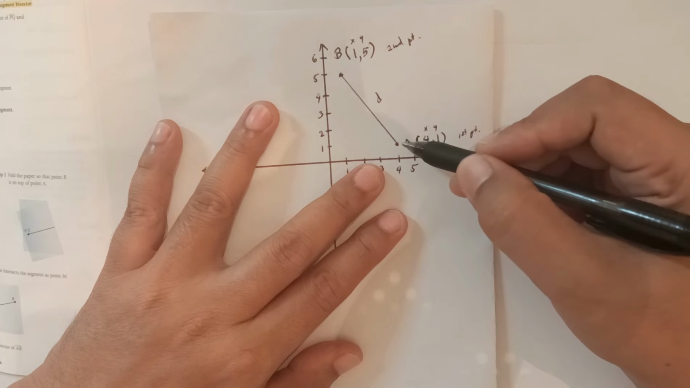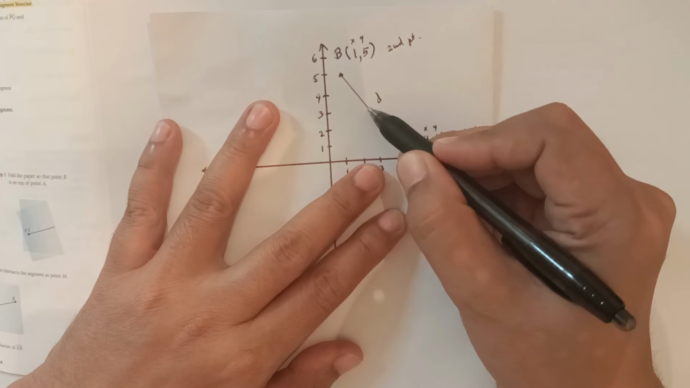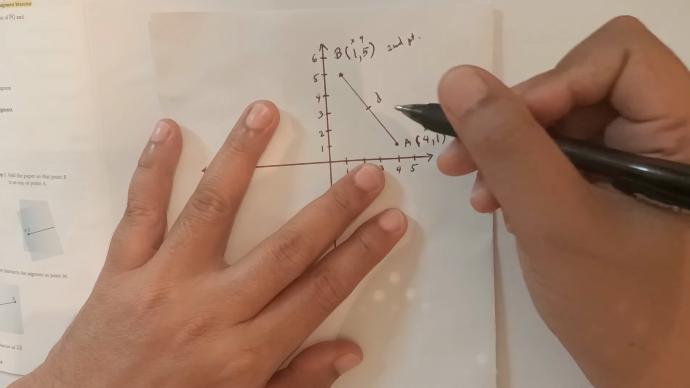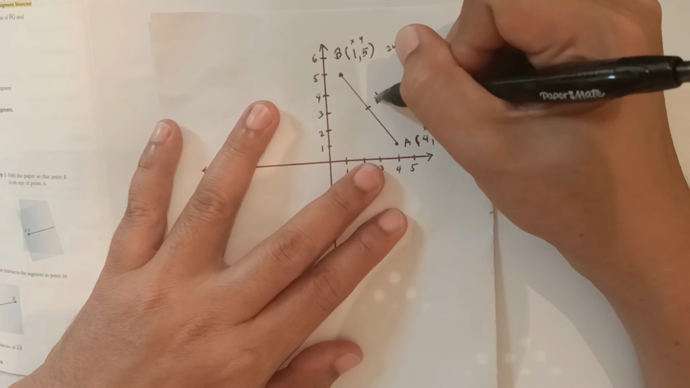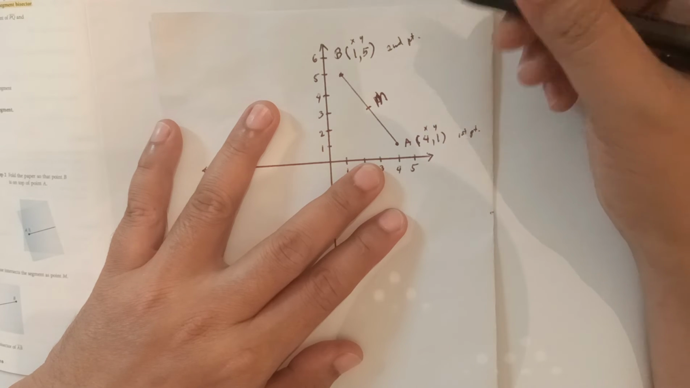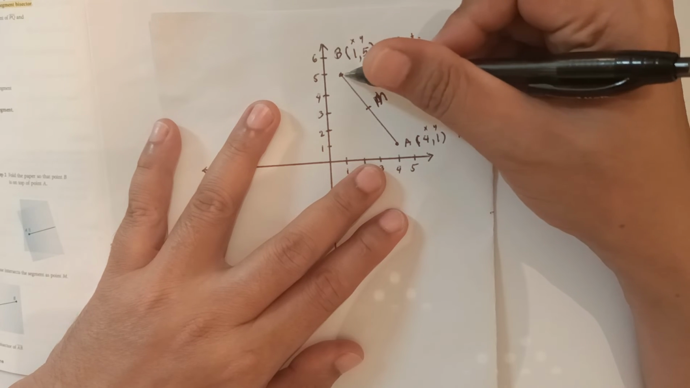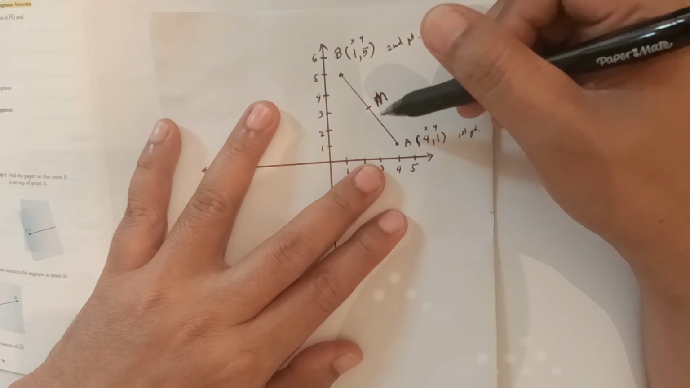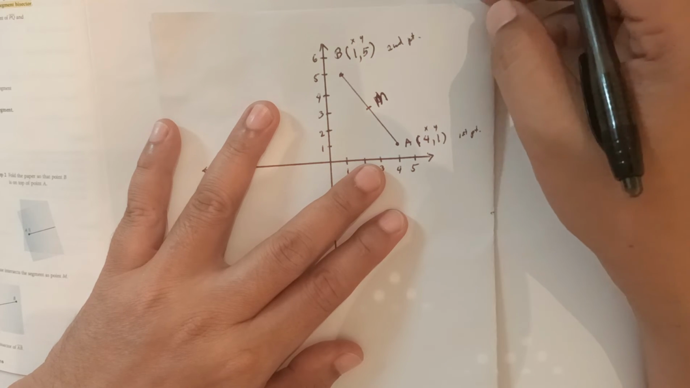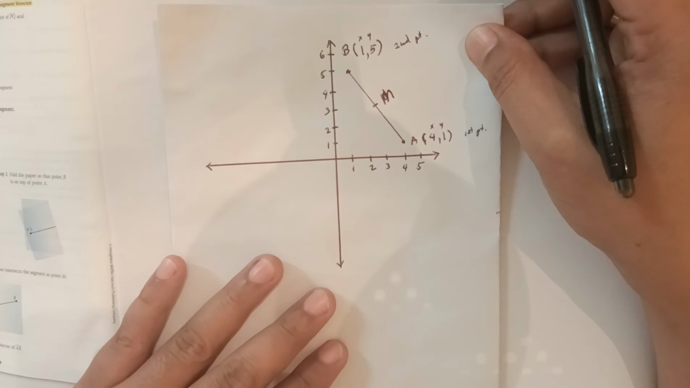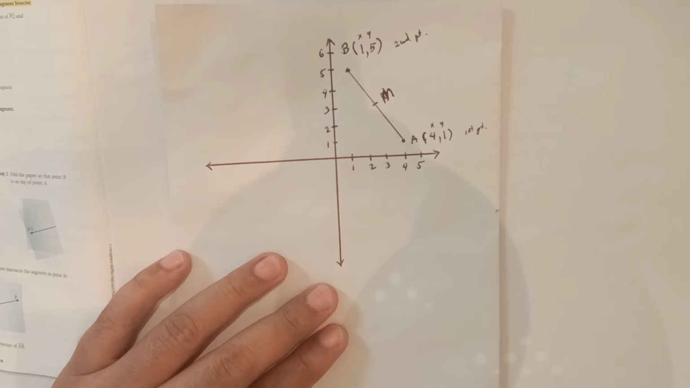So from here to here, that's the distance. Now, the midpoint is half of it, half of the line. So now we're looking for the midpoint, not the distance, but the midpoint of A and B, or B and A. So how are you going to get that? To get that, we need the formula.